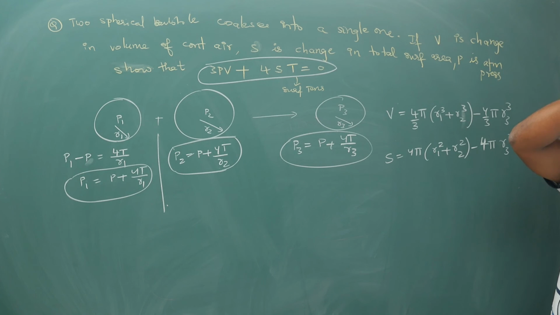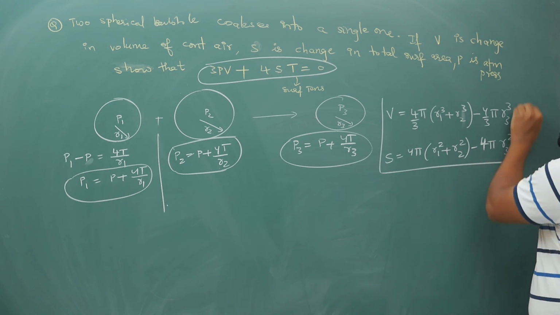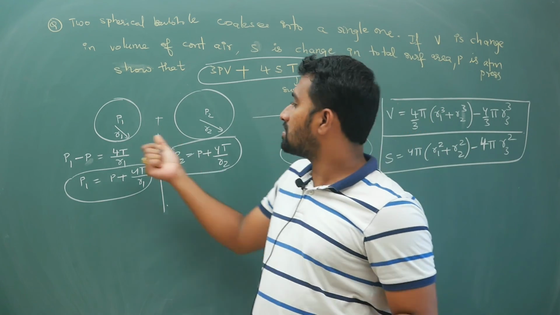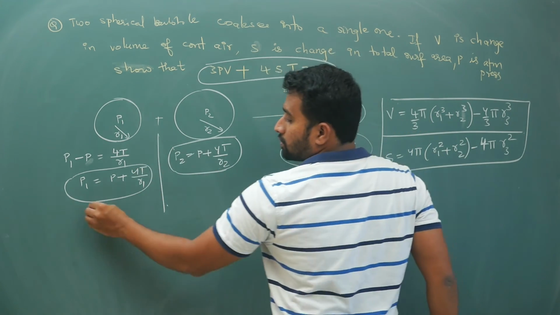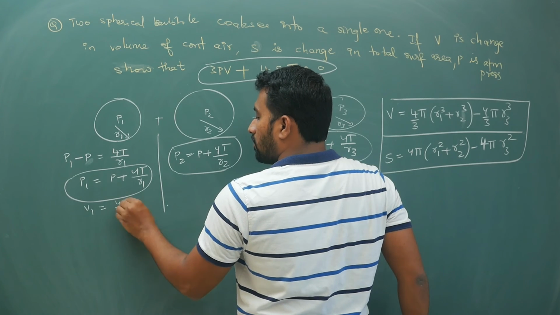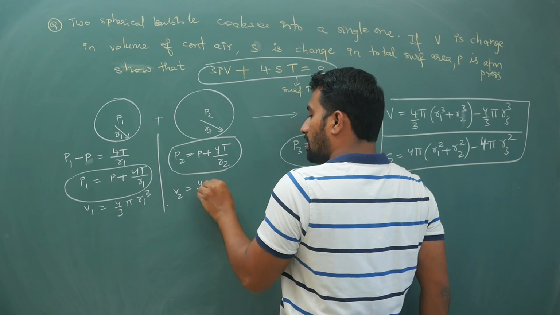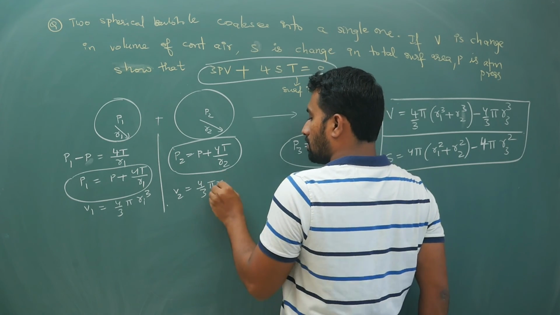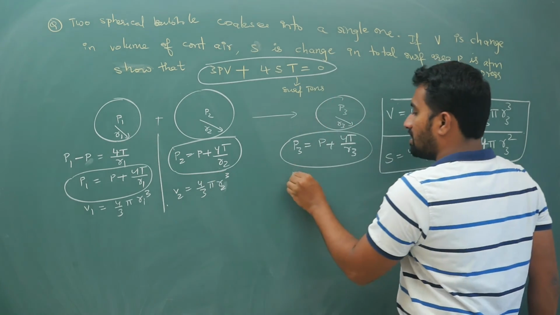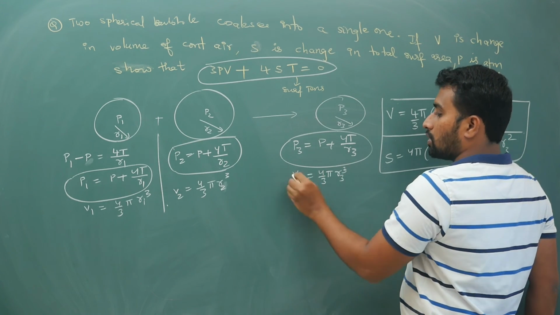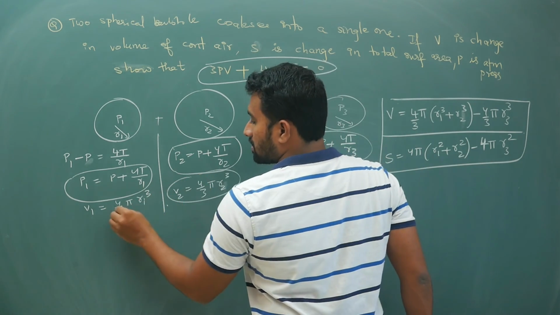Now R1, R2, R3 are all assumptions. I need to ultimately substitute this. Once again, I told you, your number of moles will remain constant, N1 plus N2. So V1 is 4 by 3 pi R1 cube. V2 here is 4 by 3 pi R2 cube. And V3 is 4 by 3 pi R3 cube. So number of moles you can make constant.